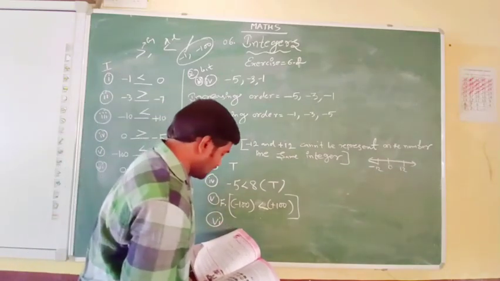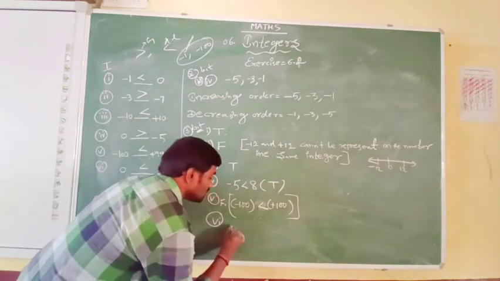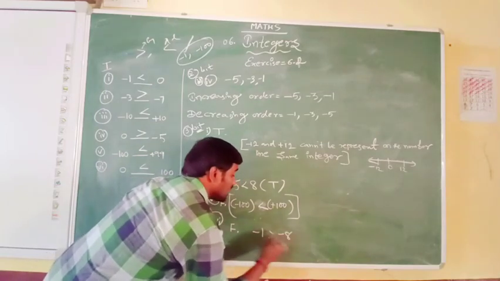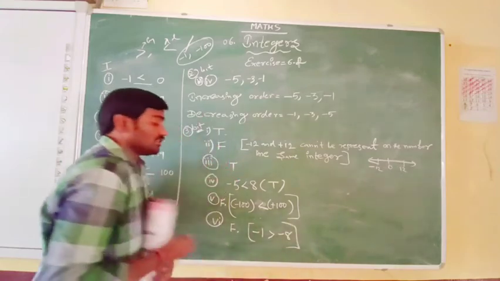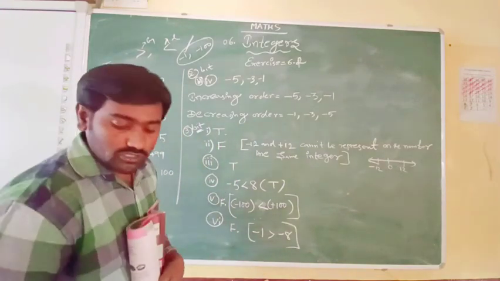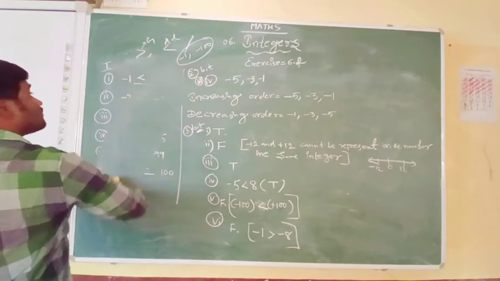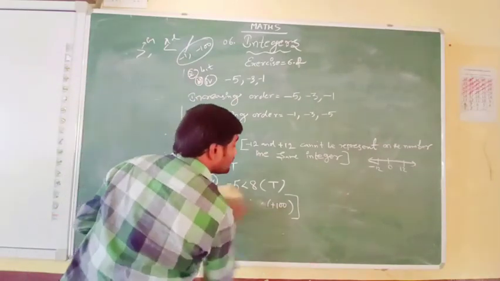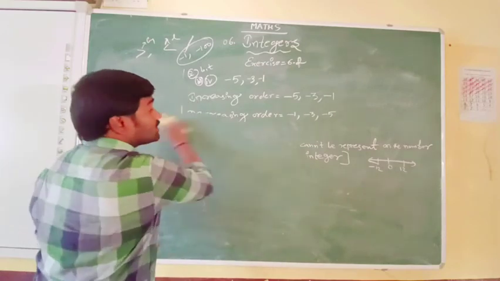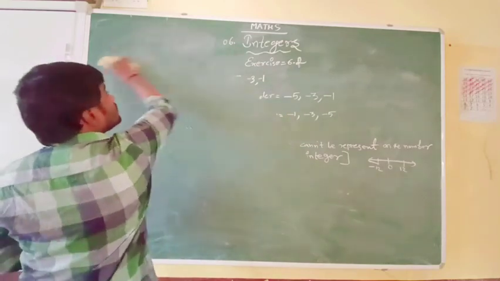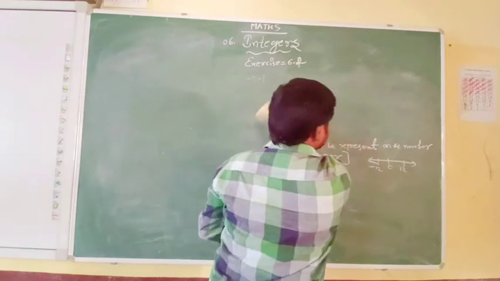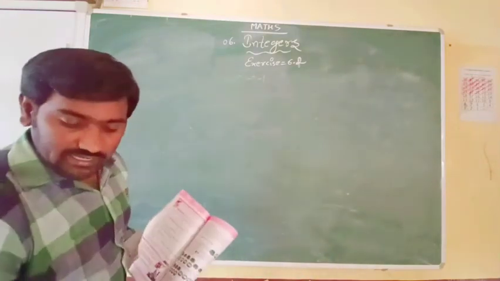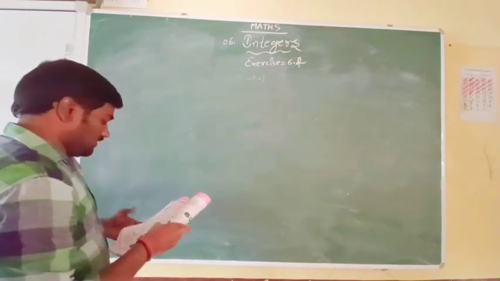-1 is less than -8. Here it is also a false statement. Here -1 is greater than -8. Okay, among negative numbers, those near to 0 are greater. Yes, -1 is near to 0 when compared to -8. So -1 is greater than -8. And always remember that -1 is the greatest number among the negative integers.